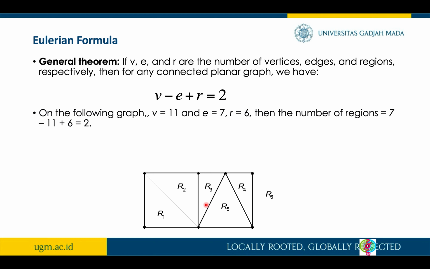This is an example. We have an edge here, between this vertex and this vertex. Let's separate R1 and R2. So from this planar graph, the number of vertices is 11, the number of edges is 7, and we have 6 regions.